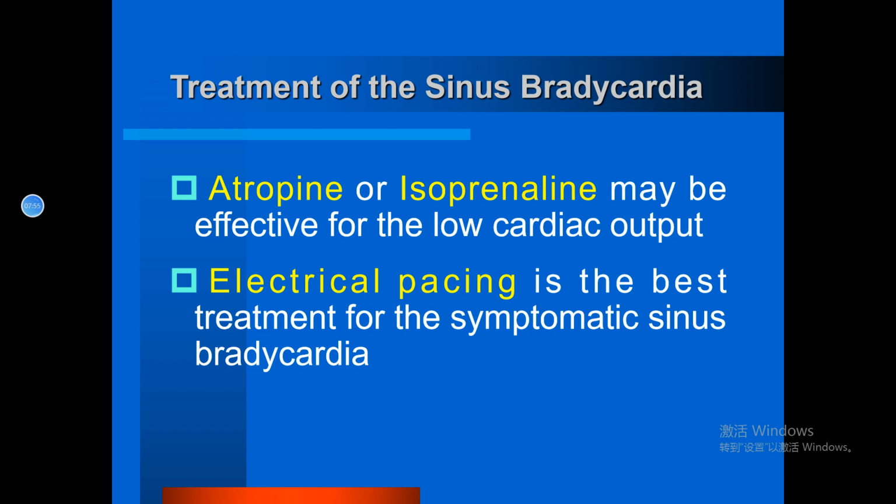That means that if a patient has sinus bradycardia with clinical manifestations of syncope or something, we should use electrical pacing for this patient because this treatment is the best choice.